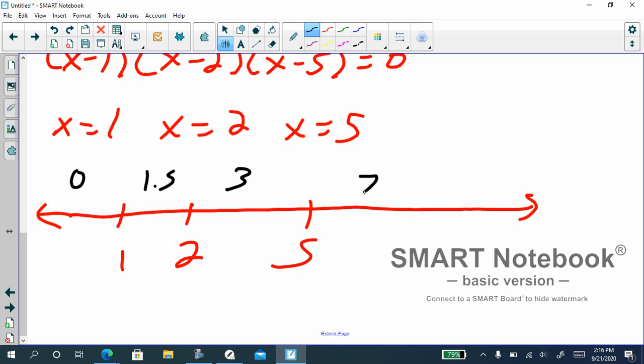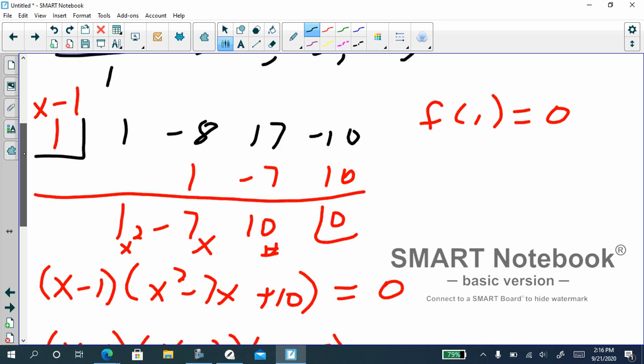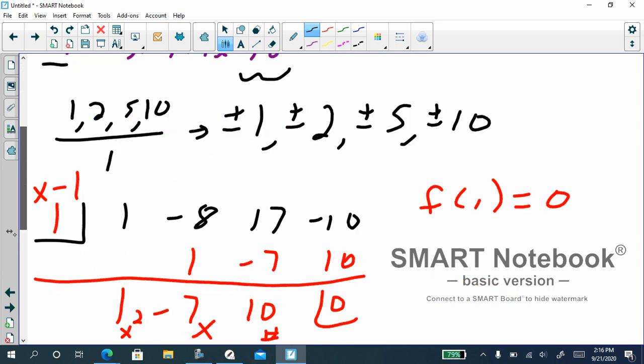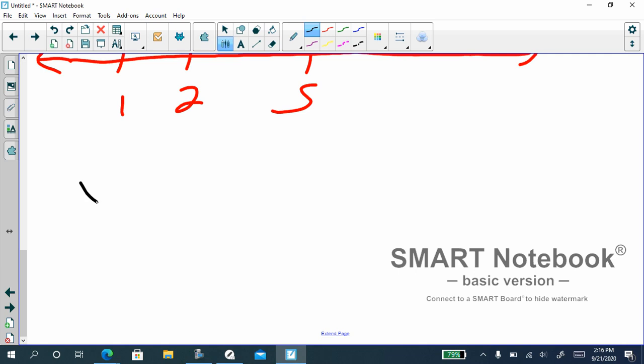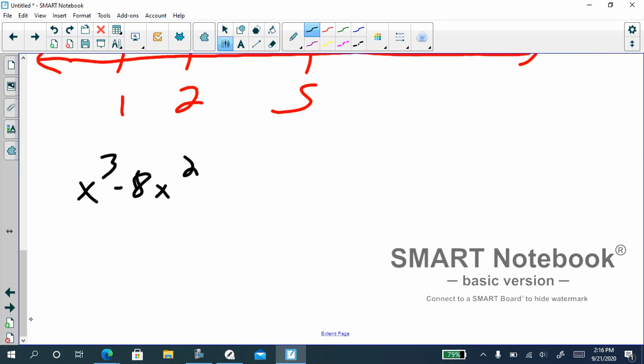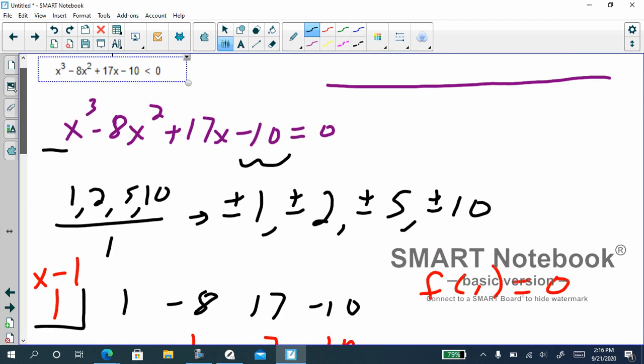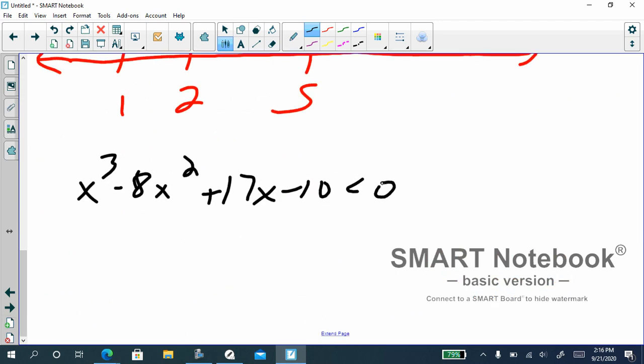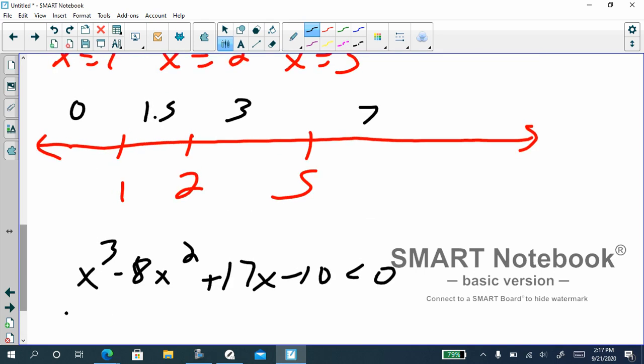So we're going to take each number and plug it into our original problem. We always want to go back to the original, which is x cubed minus 8x squared plus 17x minus 10, and we're looking for when that is less than 0. If we substitute a 0 in, we get 0 minus 10, which is less than 0, and that is true. So we would highlight this.